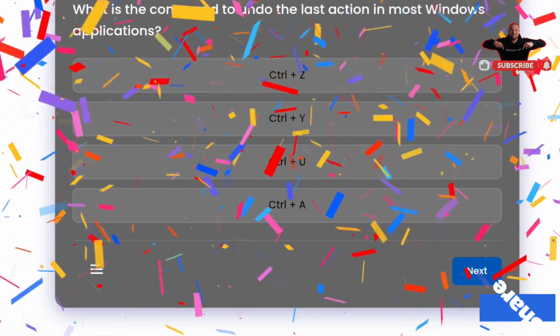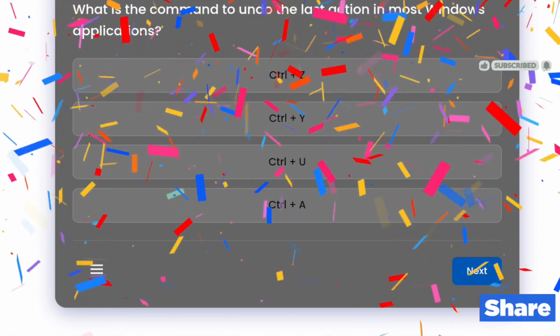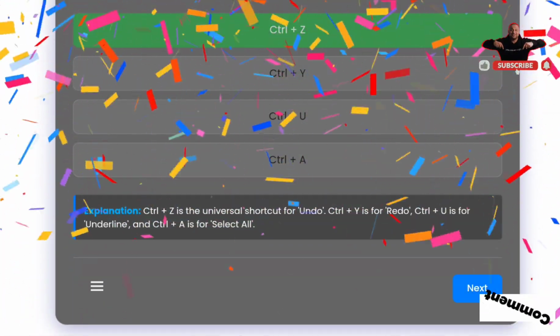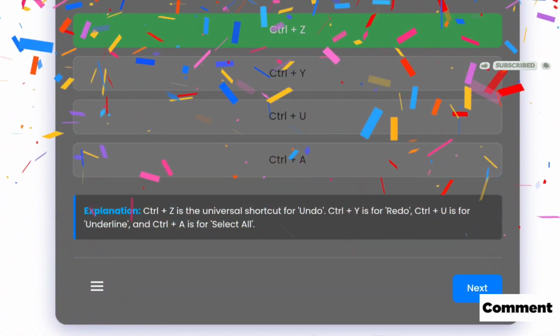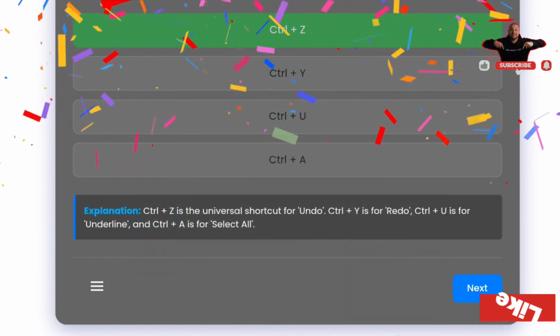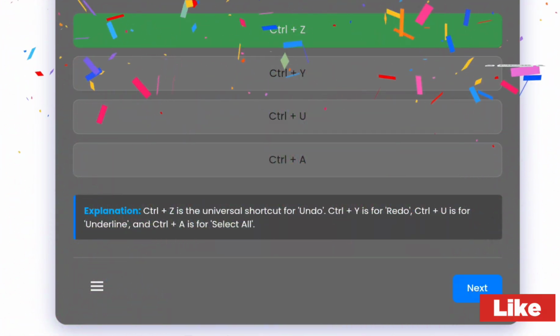What is the command to undo the last action in most Windows applications? Control Z. Control Z is the universal shortcut for undo in Windows. Control Y is for redo. Control U is for underline. Control A is for select all.